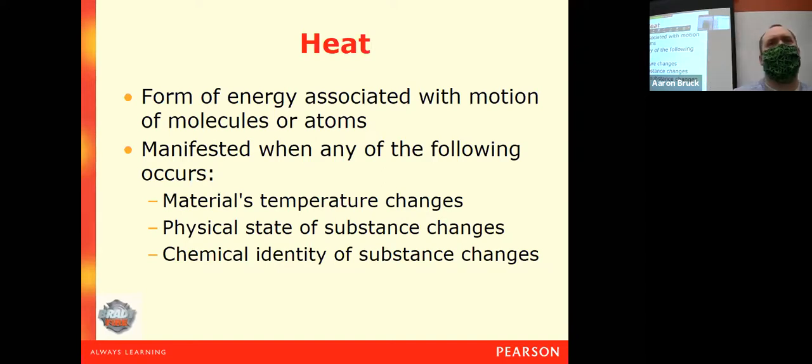Which direction does heat flow? Hot to cold. So this is where temperature comes in. We can use temperature as a measurement of that hotness and coldness to help us predict which direction the heat is going to go. It always goes from the hot object to the cold object. Never goes in the reverse direction.